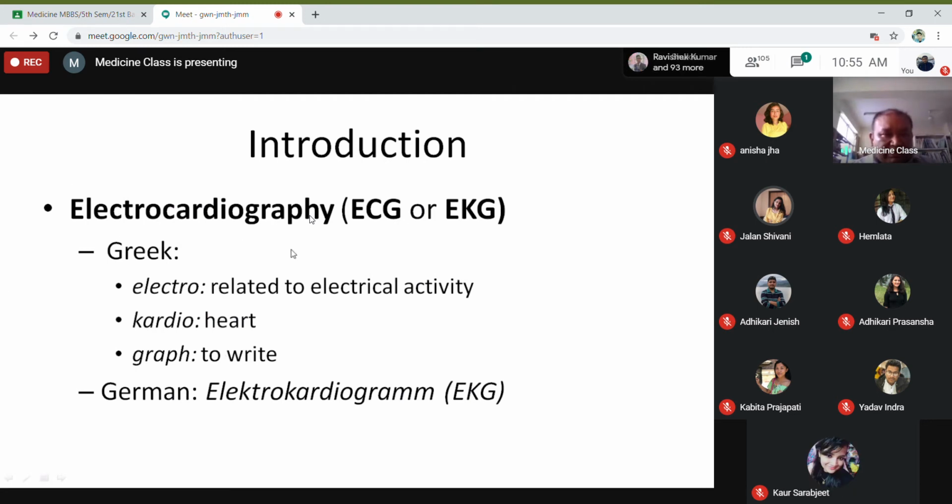Electrocardiography, or cardiogram, was derived from Greek words. Electro means electrical activity, cardio means heart, and graph means to write. In Germany, they usually write K instead of C, so in some textbooks you can see ECG being written as EKG as well.